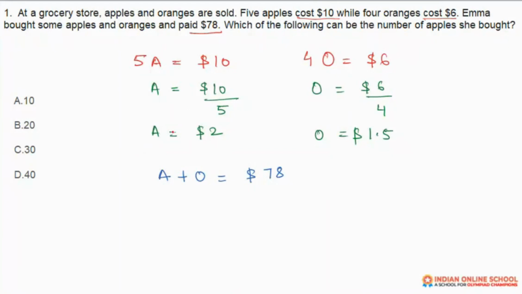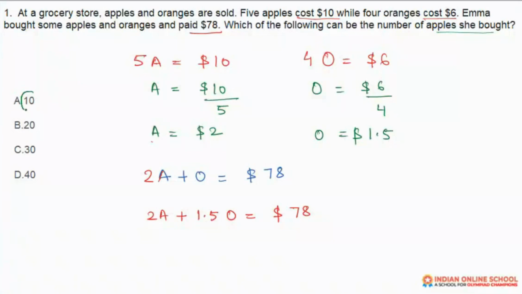According to this question, the cost of an apple is $2. So if she bought a number of apples, we need to multiply it by 2, because the cost is 2 per apple. For the oranges, the cost of one orange is $1.5. So we multiply the apples by 2 and the oranges by 1.5, and then we get the total cost as $78. Understood? Now we can see the number of apples the question is asking for.